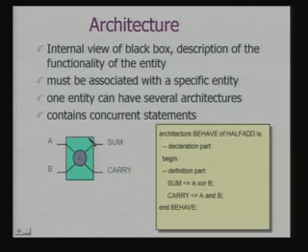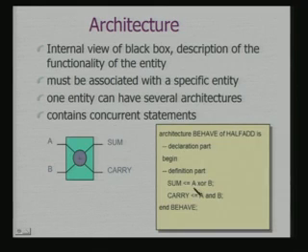Then we come to what is called architecture. Architecture describes what is inside this black box. Okay. So, internal view of the black box, a description of the functionality of the entity is what the architecture provides for. It must be associated with a specific entity. One entity can have several architectures and contains concurrent statements. Okay. This concurrency can be because of the hardware as well.